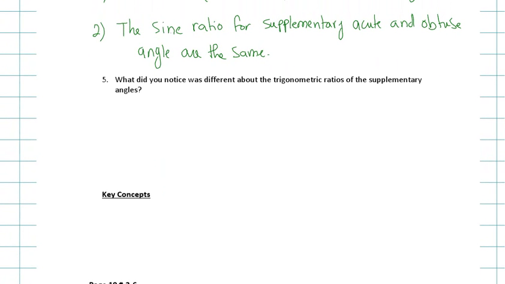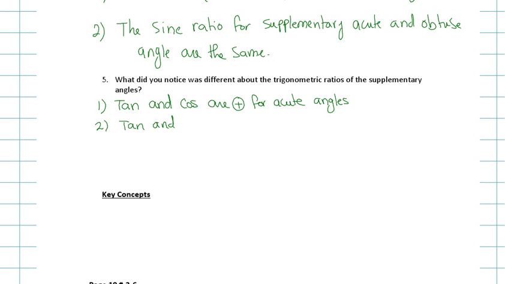What did you notice was different about the trig ratios of the supplementary angles? We noticed that tan and cosine are positive for acute angles. However, they're negative for obtuse angles.